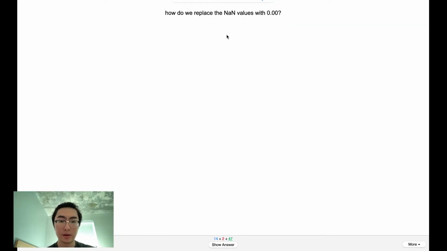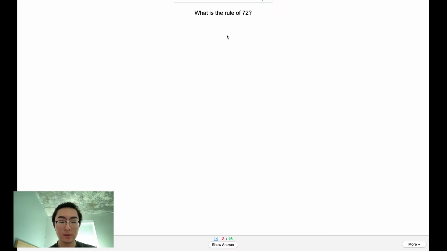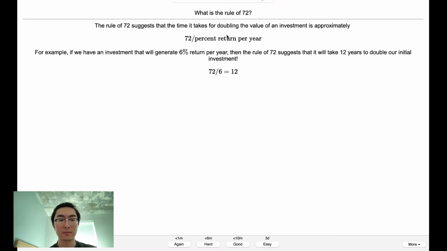How do we replace NaN values with 0? Just do pd.fillna and put 0. Oh, df.fillna, okay. Rule of 72 is a way to approximate the amount of time it takes to double your money. And the way we do it is by taking 72 and then we divide it by the annual interest rate that you get from your return. Or maybe the annual return that you get from your asset. Investment 72, okay.